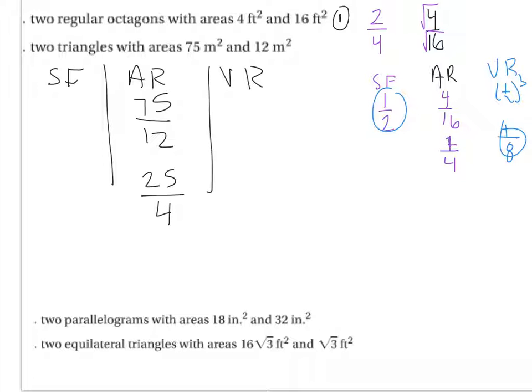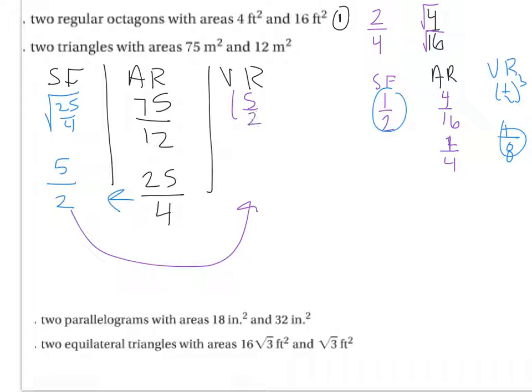That way when I work backwards, I have to take the square root of 25 over 4. So my scale factor, square root of 25 is 5, square root of 4 is 2. So that's my scale factor. Now if I want to move forward to my volume ratio, it's going to be my scale factor ratio, but cubed. So 5 cubed is 125, and 2 cubed would be 8. So these would be my two answers.